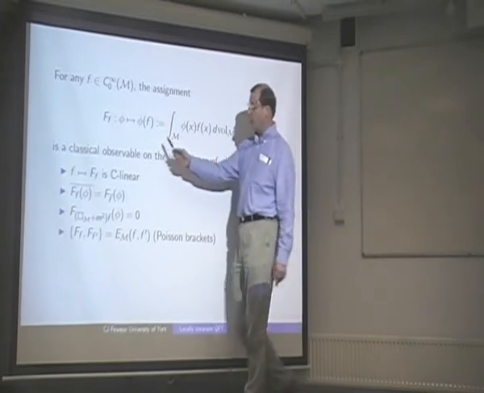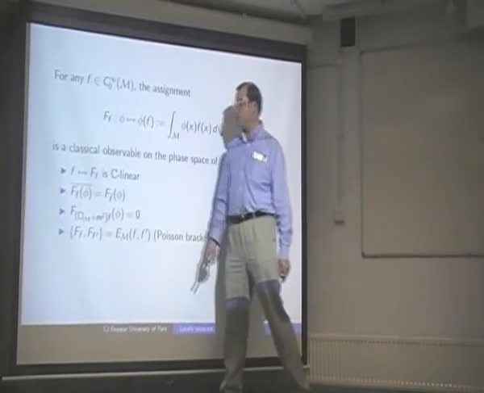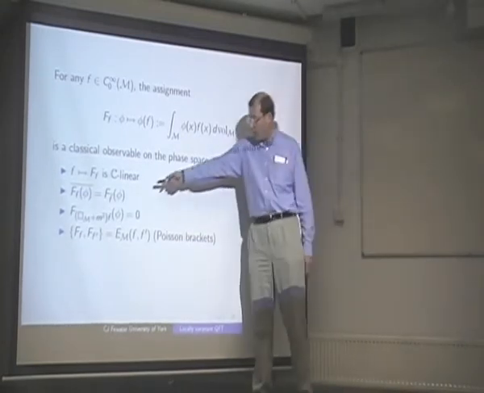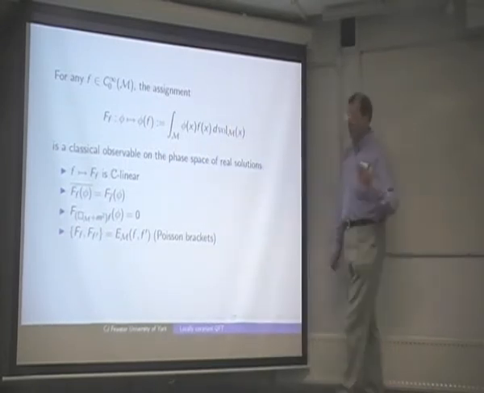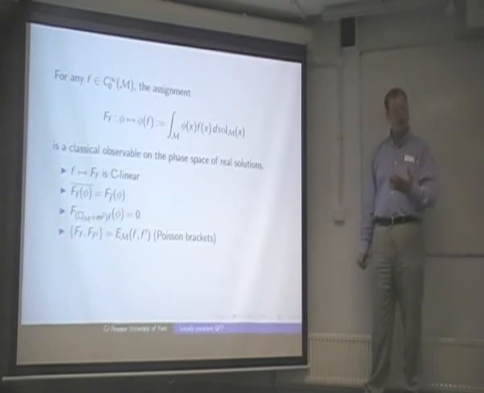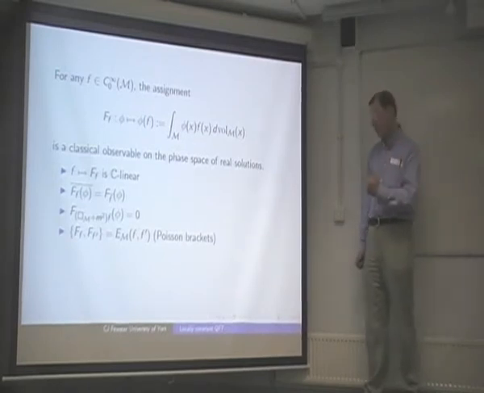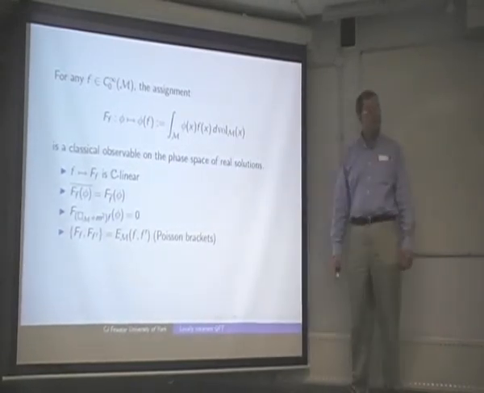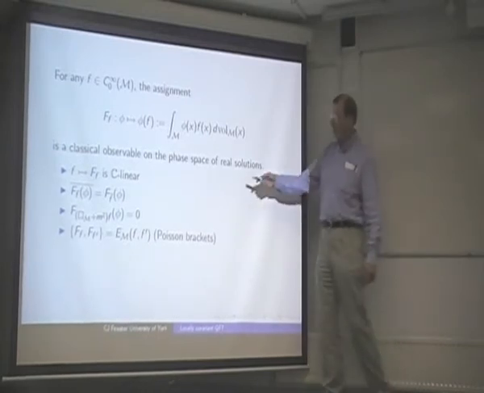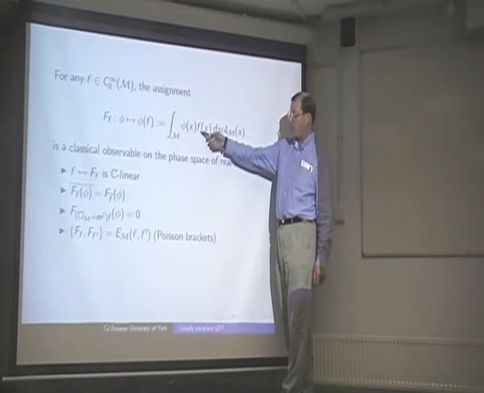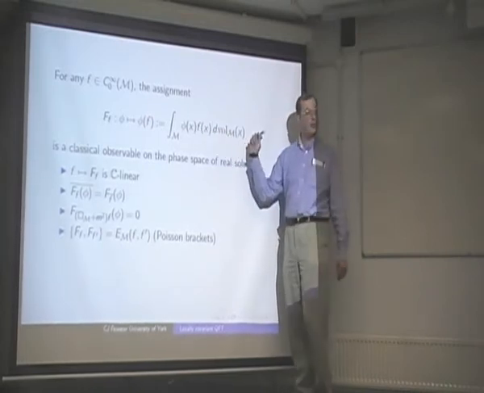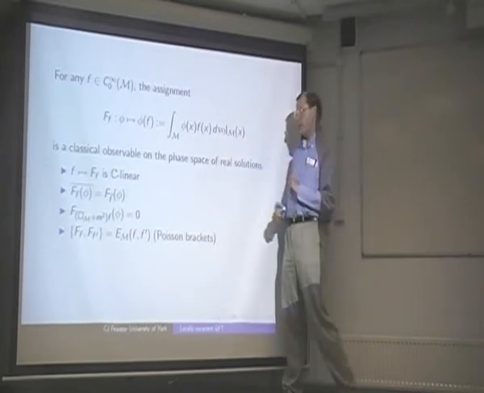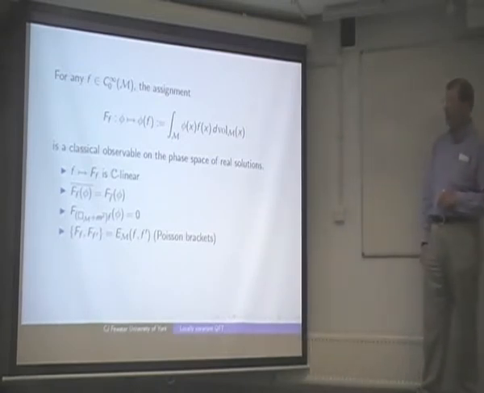Obviously, the assignment of this classical observable to a test function is complex linear. Since phi is going to be a real solution, if I take the complex conjugate of the observable, I get the observable corresponding to the complex conjugate test function. This equation here is the field equation, essentially, because what it's saying is if instead of f I put box plus m squared f in there, it should vanish. And that's true by an integration by parts twice. So that's how the field equation turns up in these relations.